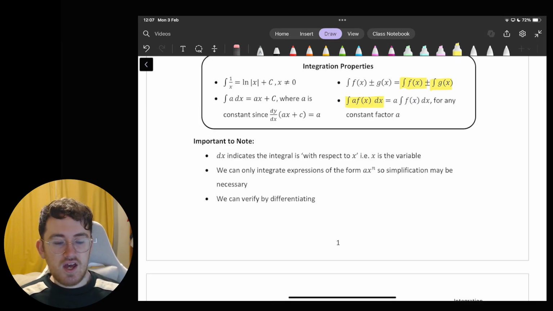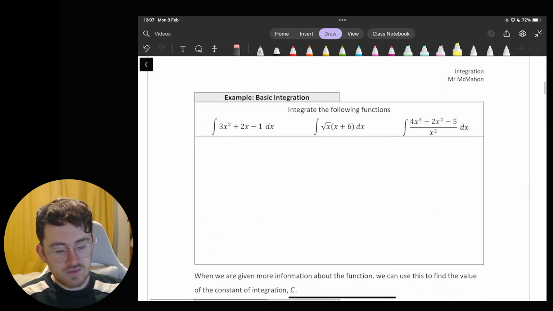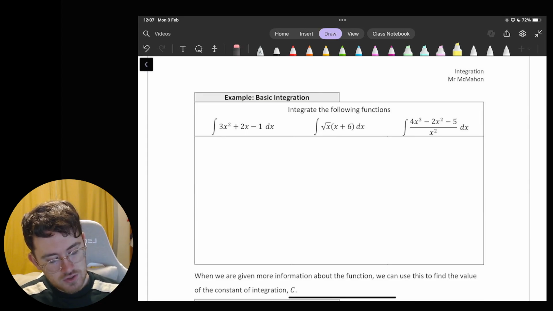And I suppose then we'll be able to do the reverse as well now moving forward, where we can integrate to verify our derivative answers. So integrate the following functions. So 3x squared plus 2x minus 1.